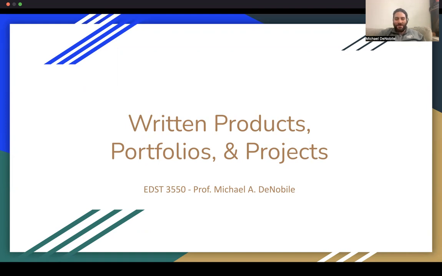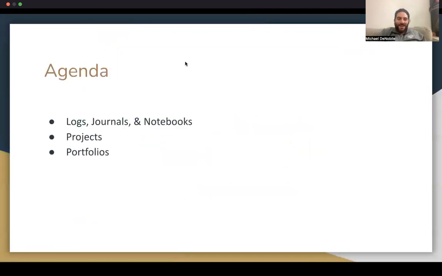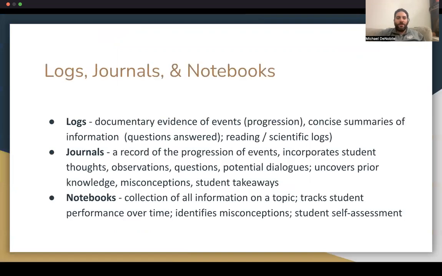Written products, portfolios, and projects. Our agenda: we're going to be looking at logs, journals, and notebooks, projects, and portfolios. Pretty simple, pretty straightforward. So first, for written products: logs, journals, and notebooks. Similar, slightly different. Logs are documentary evidence of events or progression, concise summaries of information, of questions answered. Think reading or scientific logs.